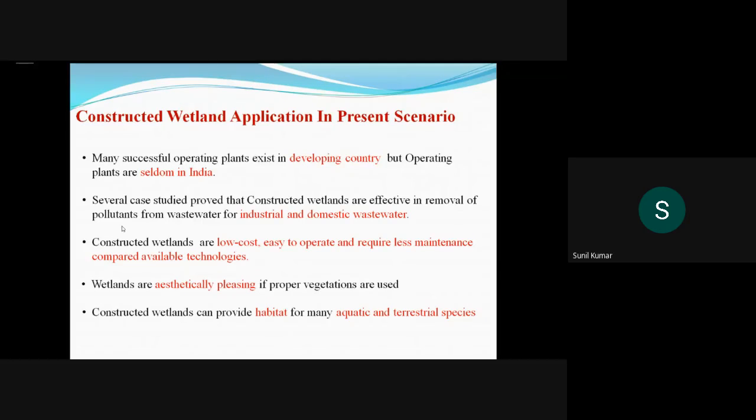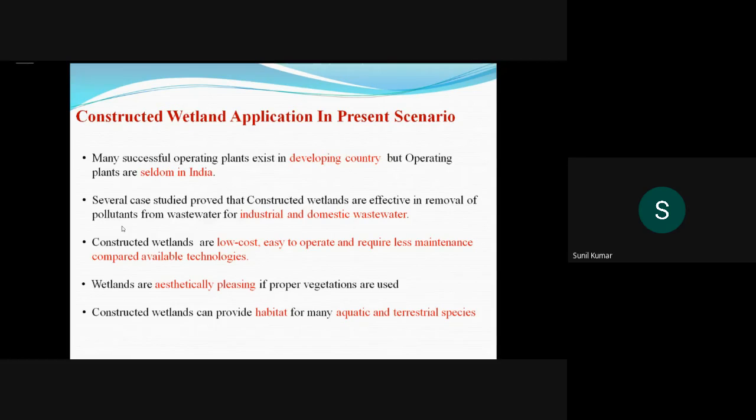Now we'll see how the constructed wetland is applied in the present scenario. So many success stories are there in many developing countries, where constructed wetland is being used widely. But in India, it has started coming up, but not in a very big way.